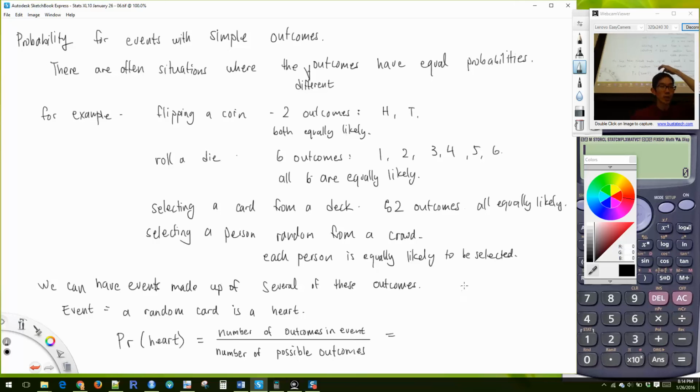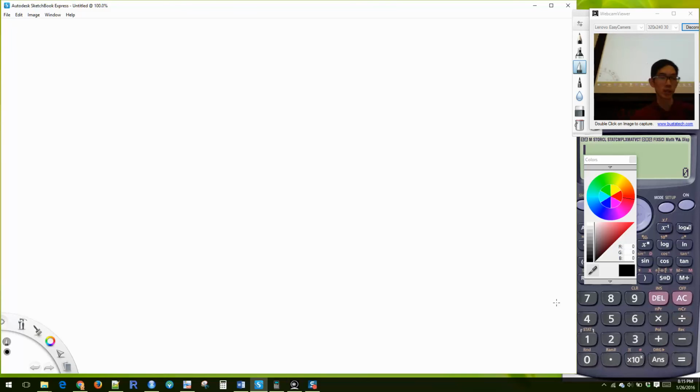If you're familiar with playing cards, how many cards in the deck are hearts? 13. There's the ace through king of hearts, so 1 through 10, and then jack, queen, and king. So there's 13 hearts, and in the deck we have a total of 52 cards. So the probability of drawing a heart is 13 out of 52, which simplifies to 1 out of 4, or 0.25. Is that all right?